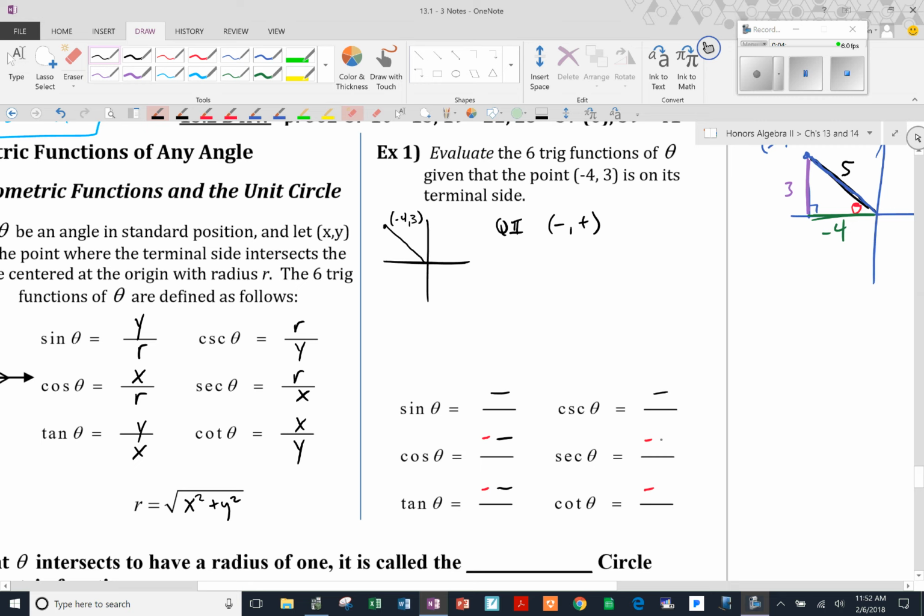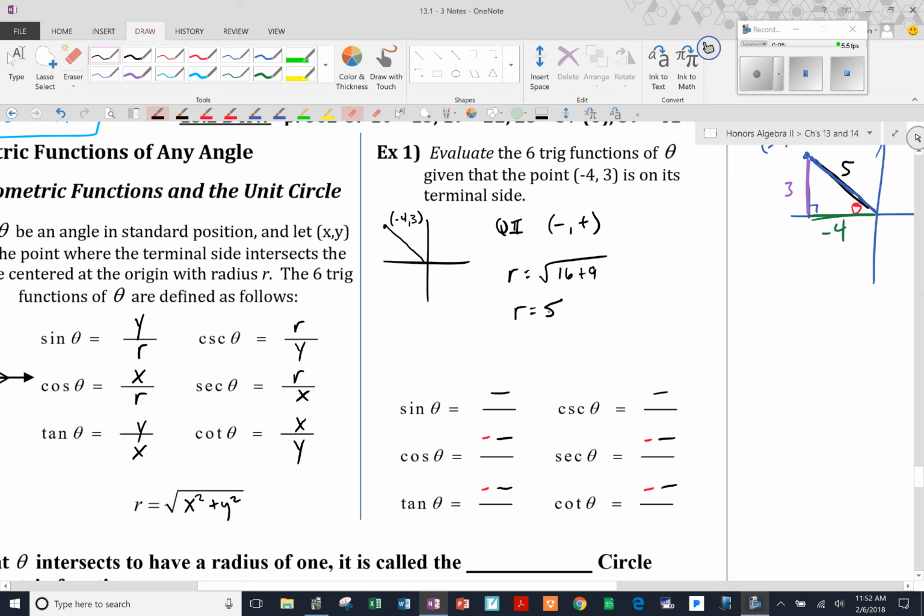Just put some fraction bars in here. We said that sine is y over r. Well, we haven't written this yet, but r is 5. I'm just going to take a quick second to write 16 plus 9 in here, just to show us where we're getting that 5 from.